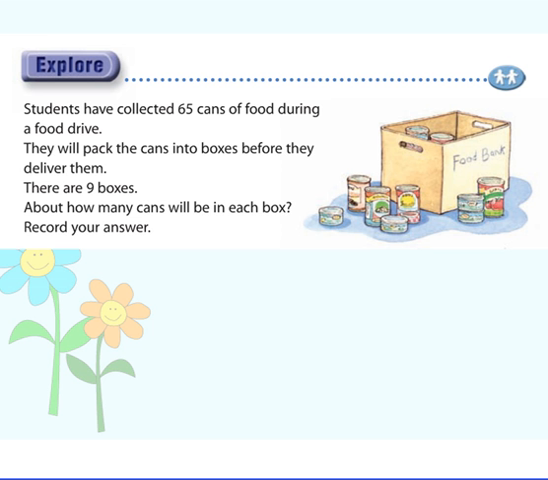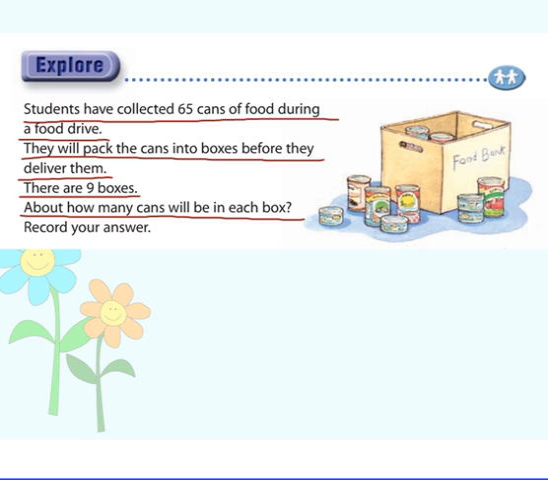That's division, and we covered that earlier in the year, so hopefully you remember that. Well, let's begin estimating quotients. And you'll find the Explore on page 299 in your Math Makes Sense textbook. It says students have collected 65 cans of food during a food drive. They will pack the cans into boxes before they deliver them. There are 9 boxes. About how many cans will be in each box? So what we're trying to figure out is 65 divided by 9.